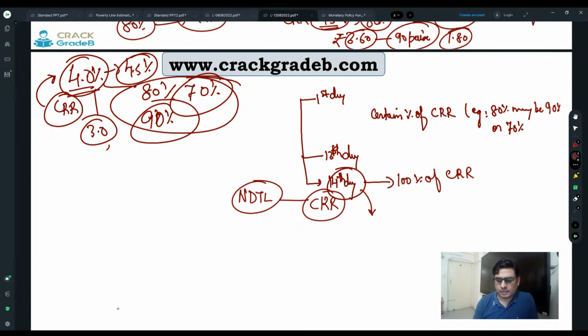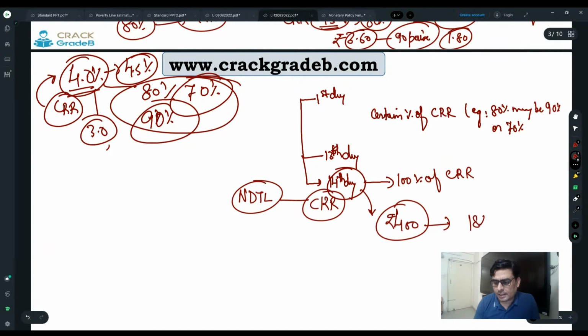For example, their NDTL is somewhere around 400 rupees and they have to maintain 18 rupees as cash reserve 100% because it's the 14th day. But the bank is short. Suppose the bank has 17 rupees 20 paisa, the bank is short by 80 paise. So how does the bank fulfill those requirements?